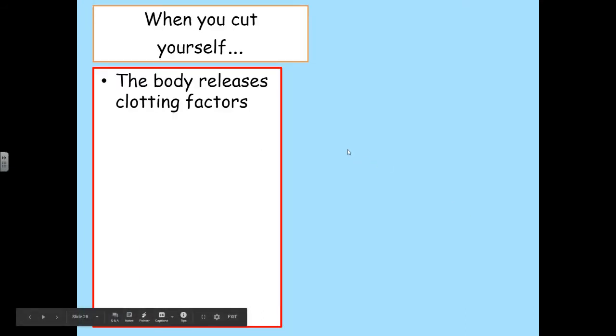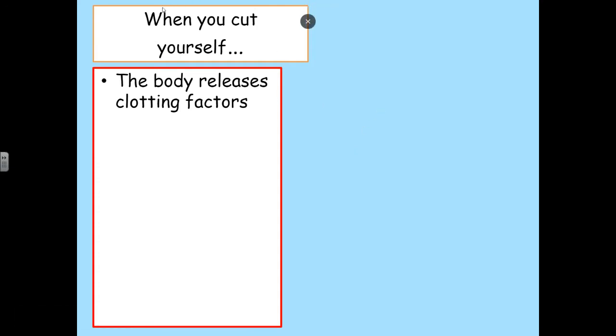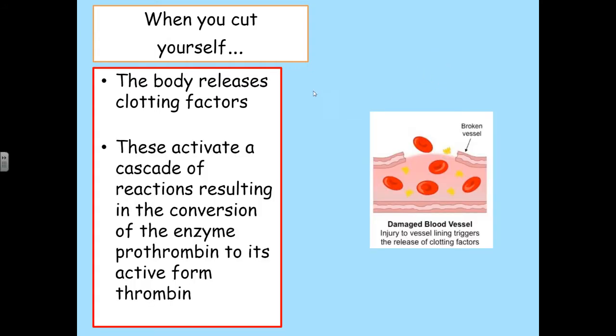So when you cut yourself, your body releases clotting factors. This may seem really, really simple, but this actually gets quite complicated. So this is the process that you need to know for the Higher Human course. You cut yourself, your body releases what are called clotting factors. So in a flow chart, first thing, damage releases clotting factors. These activate what's called a cascade. So a cascade, one thing sets off another thing, sets off another thing, sets off another thing. So the clotting factors set off a cascade of reactions which converts the enzyme prothrombin to thrombin.